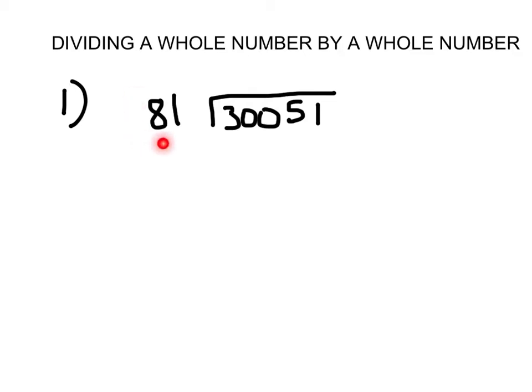First, let's round 81 to 80. And we know that 81 does not fit in 30, but it does in 300. So to get to the quotient, we need to round and say 8. How many times does it fit in the 30? Well, it fits 3 times. 3 times 1, 3.